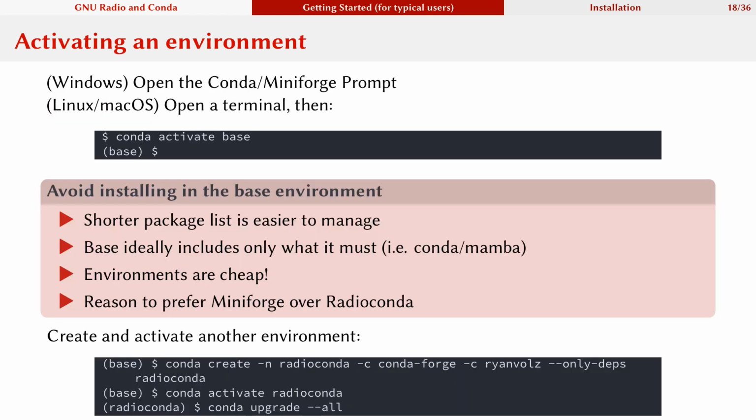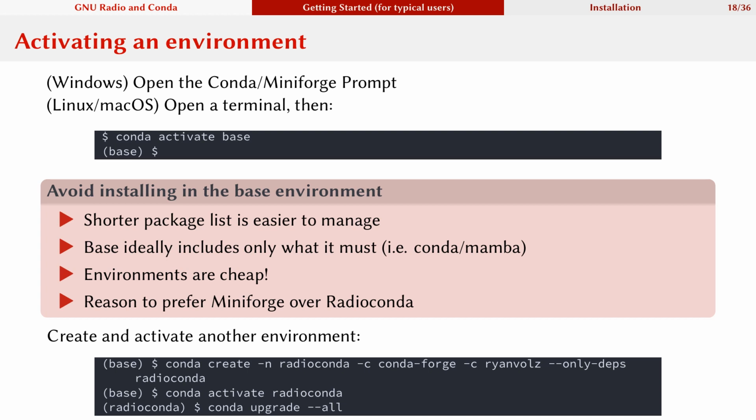To use your new environment on Windows, you'll want to open up the conda or miniforge prompt, which is installed into your start menu. Or on Linux and macOS, you'll just open up any terminal, and then because you answered yes to that initialization question during the installer, you can use the conda command already and type conda activate base, and that'll put you into the base environment.